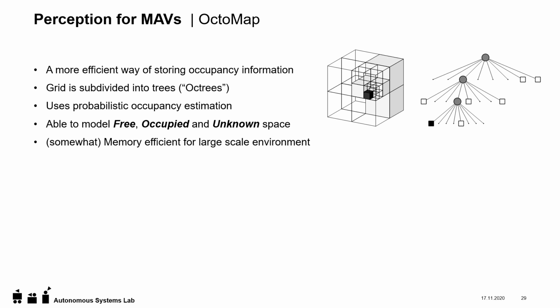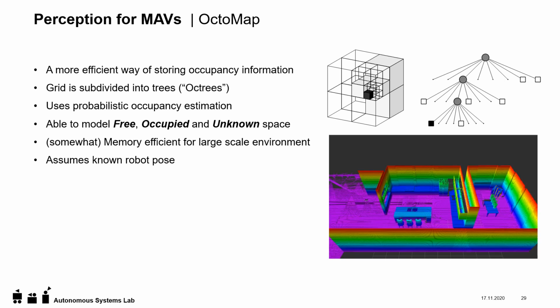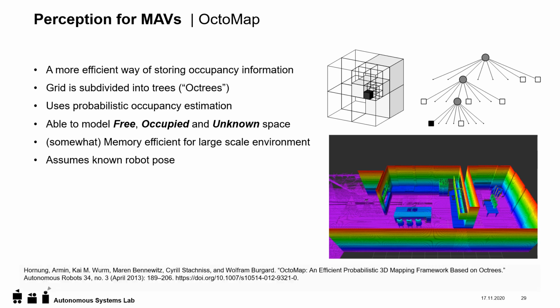Because it only assigns memory for spaces that we have data for in this tree, it's somewhat more memory efficient for a large-scale environment. But it also assumes a known robot pose, so it does not solve the problem of localization. On the bottom right, you see a typical map, how it is visualized in ROS. Of course, as you can see, this map looks very perfect and has probably been done in some simulation. If you're interested, the citations are at the bottom of the slide. Also, Octomap is open source and can just be downloaded and tried out.